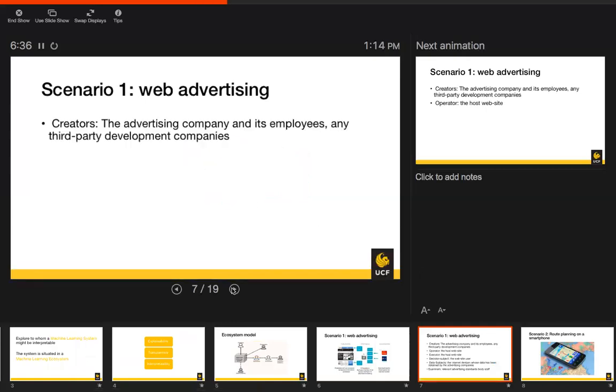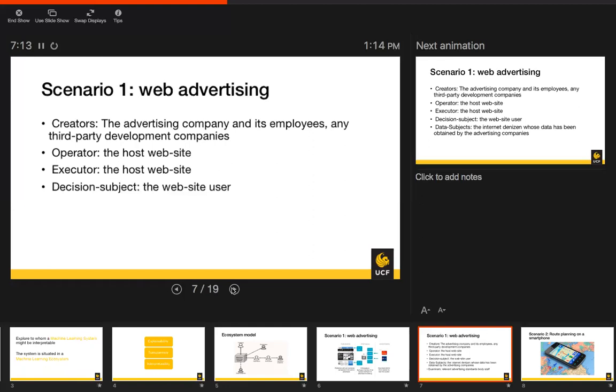Okay, so who are the creators of this machine learning system? The creators are the advertising company and its employees, or any third-party development companies. The operators are the host website, who will deal with the input and output. And the executor will also be the host website, because the website will decide who will bid, who will get this spot for the advertisement.